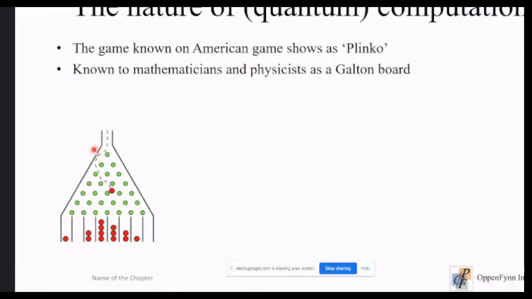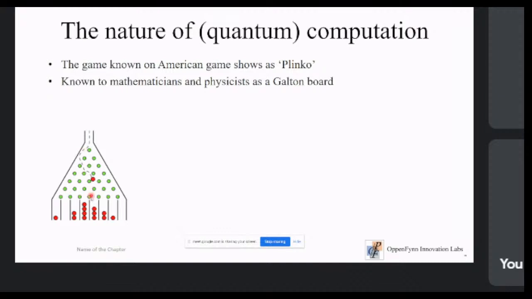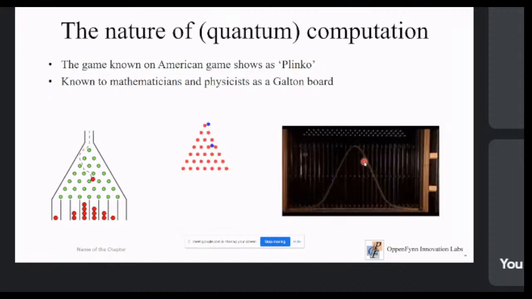we have this game called a Galton board. You have a ball dropping from here. Whenever you have the ball dropping, when it meets an obstacle, it can go either left or right, and it goes either way with equal probability. And when you drop a huge number of balls, it results in a normal distribution because most of the balls tend to come in the middle.